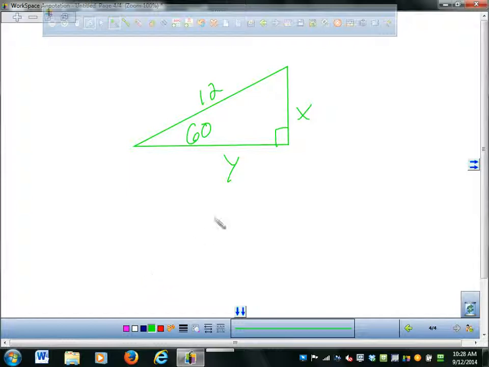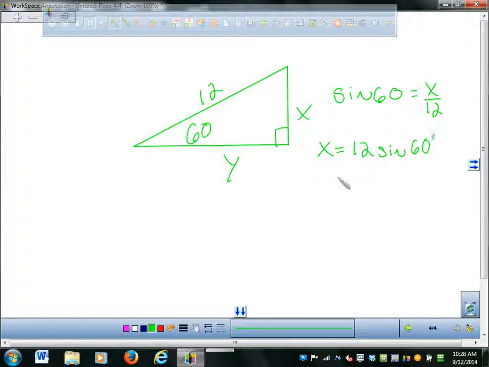Okay, so set up the equation for me. Okay, so sine of 60 equals x over 12. And so what's x equal to? How do I get rid of this 12 down here? Multiply out. Right, 12 times the sine of 60. You can find this exactly.